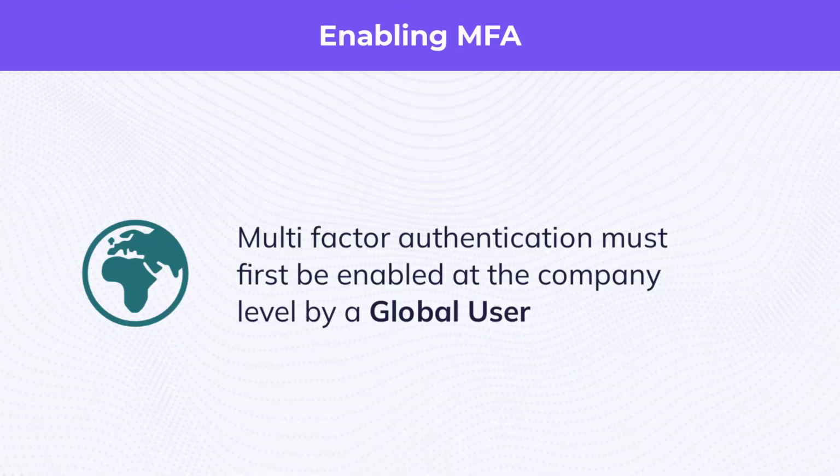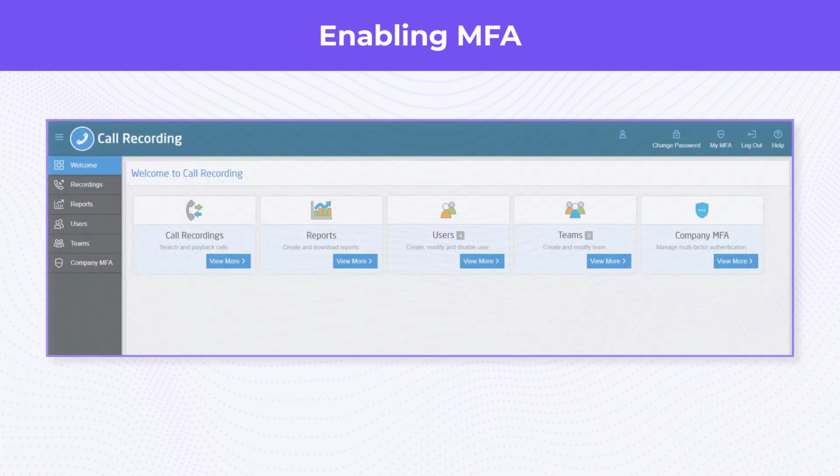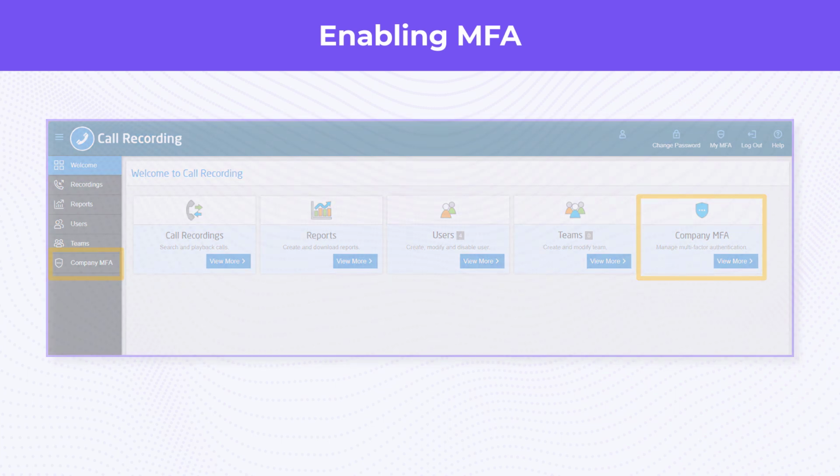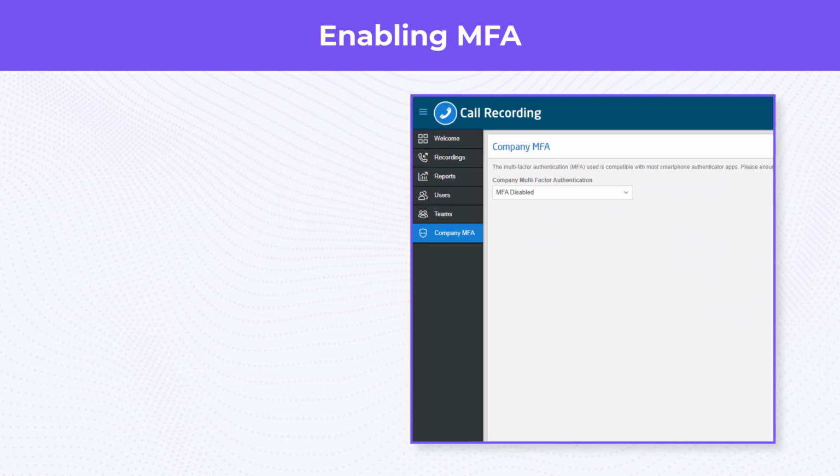Multi-factor authentication must first be enabled at the company level by a call recording global user. Once logged in to the call recording portal, navigate to Company MFA via the Welcome Screen option or via the left-hand side menu. The options for MFA are as follows.